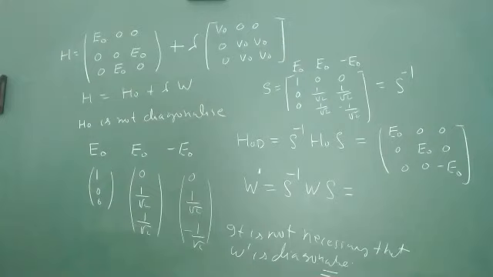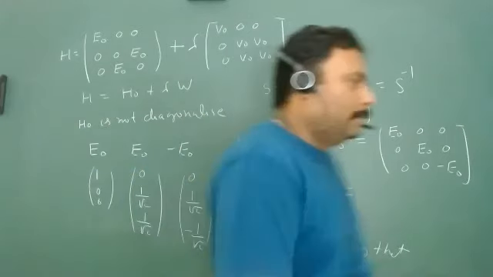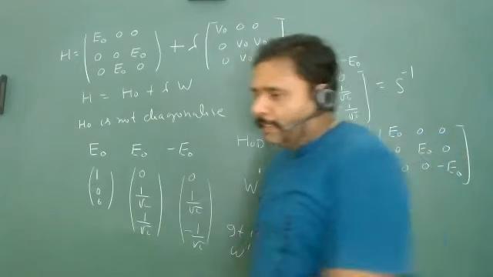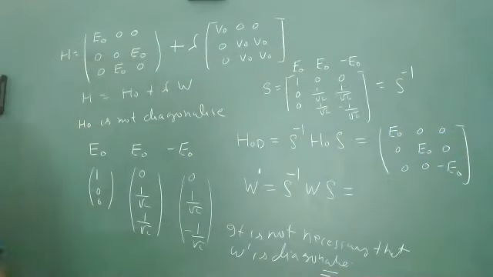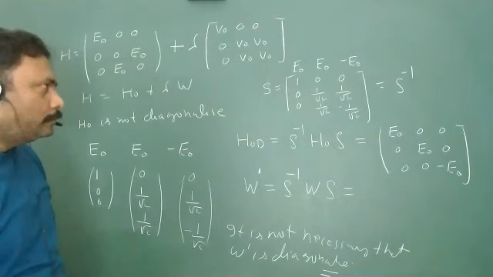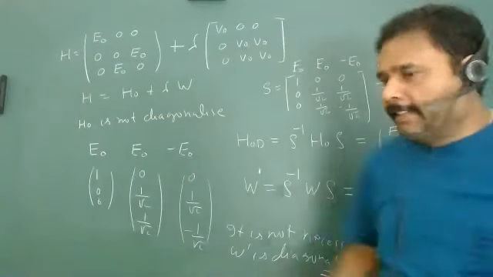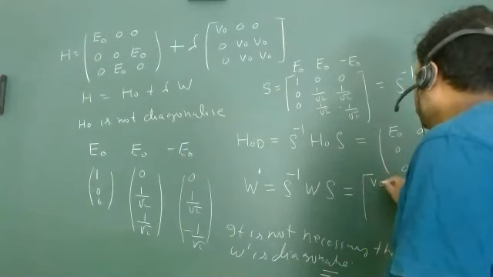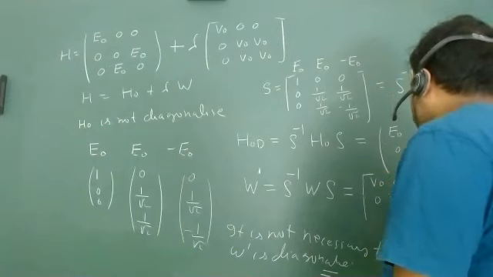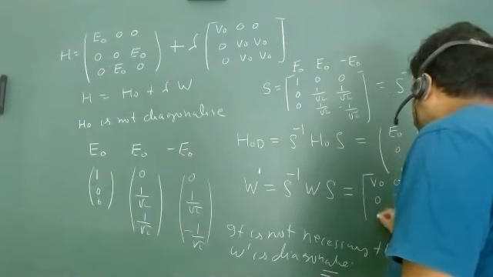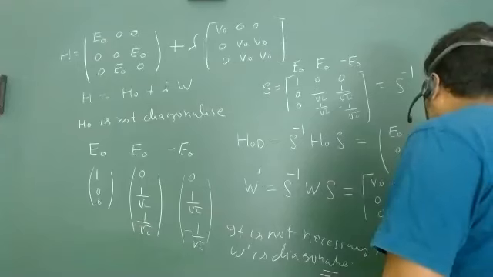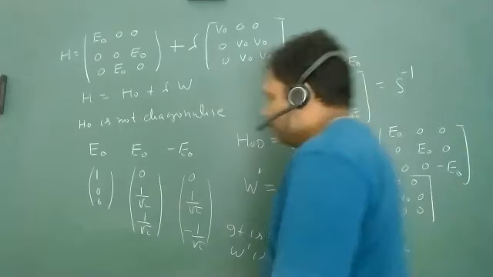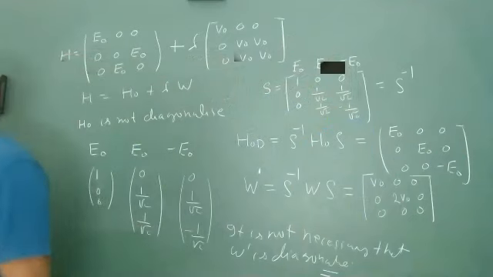Take your time, and please calculate it yourself. I know the solution, but I wish that you can just calculate it. Has anybody done this calculation? I think your answer will be something like V naught 0 0, 0 V naught 0 0. Isn't it? If you calculate it, I think you will get this answer.